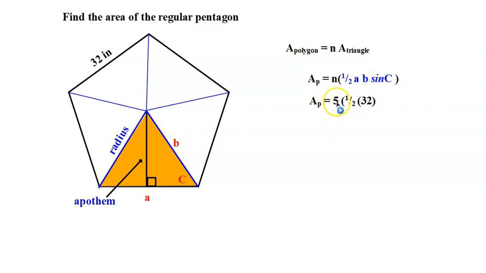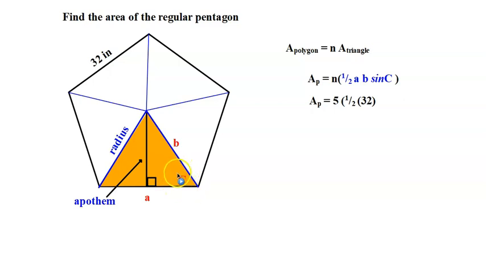So let's just get what I know right now. I know n is 5 times 1/2 times 32. We've got to figure out what B is, and I've also got to figure out what C is. And actually, in order to find B, I'm going to need C first. I'm going to have to do some trigonometry stuff.